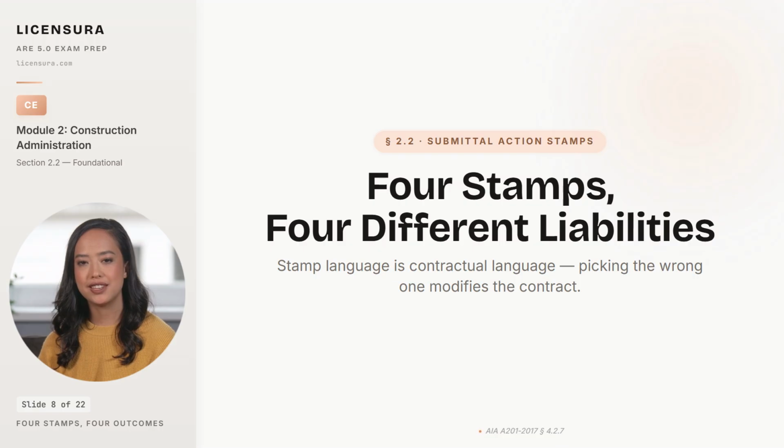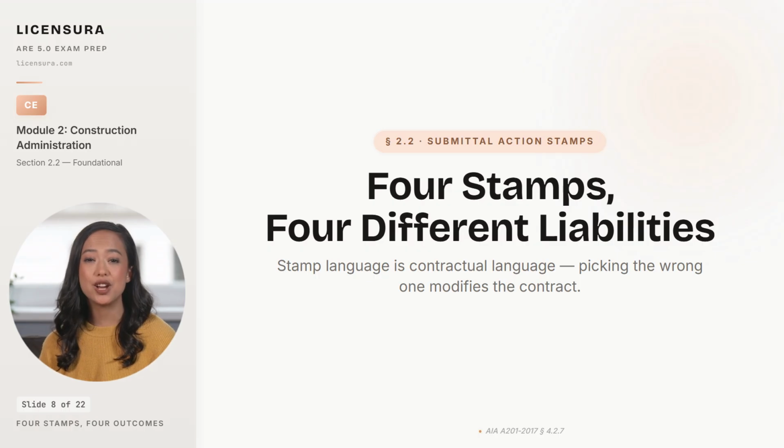Most architects treat the stamp at the bottom of a submittal like initialing a memo. A quick mark, then move on. That habit is exactly what gets you sued. The stamp is contractual language, and the architect who treats it as a clerical formality absorbs the consequences. 4 standard actions exist under AIA A201, Section 4.2.7, and the difference between them is not stylistic.